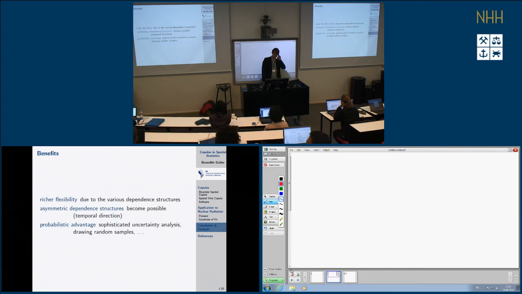Benefits: the richer flexibility. You can allow for asymmetric dependence structures. That's especially interesting for time. As I said earlier, today's value influences tomorrow but can't influence yesterday. You can describe those asymmetric dependencies with copulas, so it helps in temporal modeling. And you get this probabilistic advantage of having flexible confidence intervals, flexible conditional distributions, and that you're not tied to the Gaussian distribution anymore.